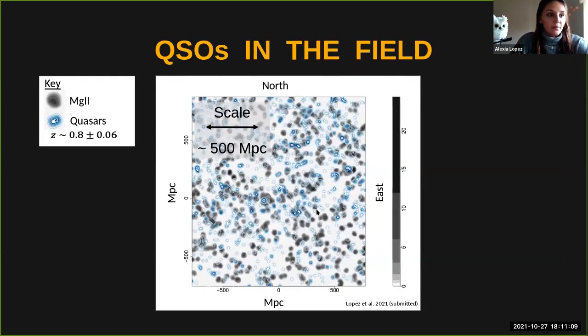Okay, so some observational properties. The first thing we did was have a look at the DR16Q quasars in the same redshift slice as the magnesium 2 absorbers. In this figure, the gray contours are the magnesium 2 absorbers as usual, and the blue contours are the DR16Q quasars. I'm just going to stress that these quasars are the ones in the same redshift slice as the magnesium 2 absorbers, so we're no longer looking at the background quasars.